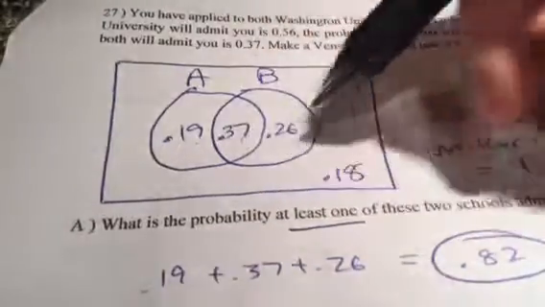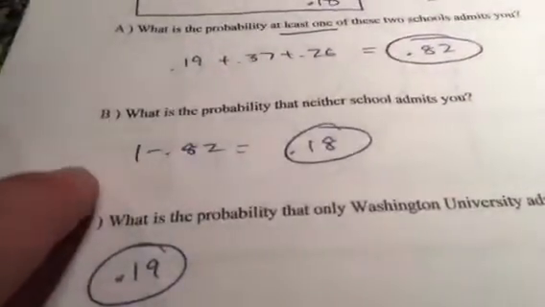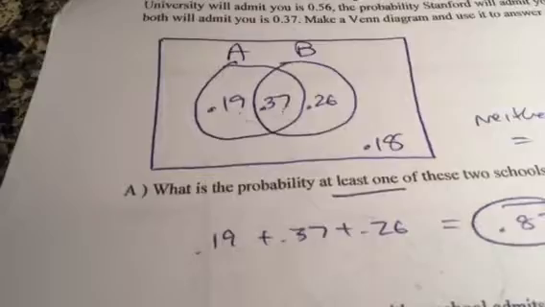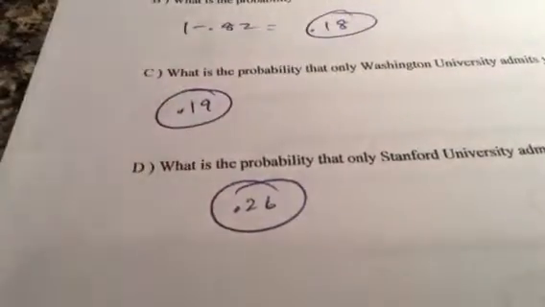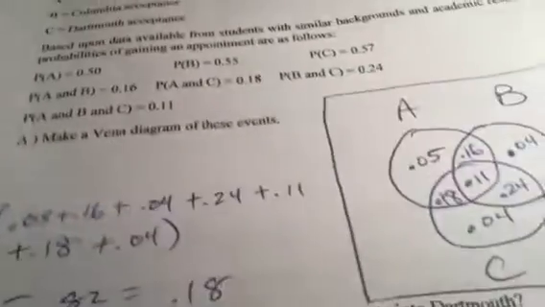That is this, plus this, plus this, or 1 minus the probability you get into none of them. What's the probability you only get into WashU? That's 0.19. What's the probability of only getting into Stanford? That's 0.26. All right. Next one, the Venn diagram with 3 sets.